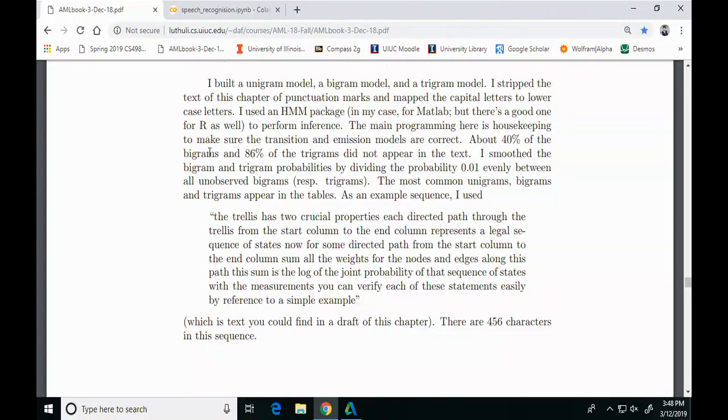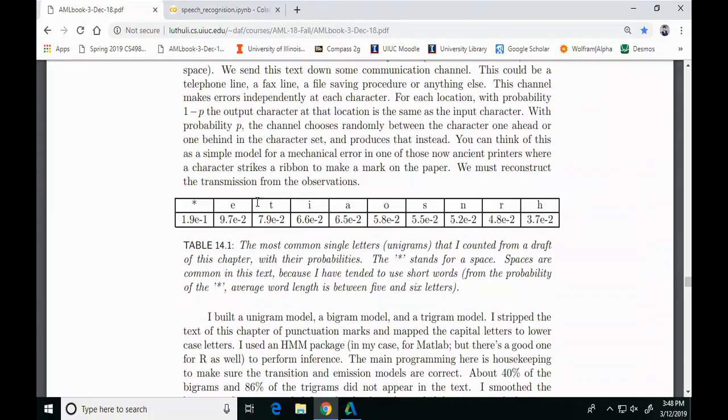What this example actually did is it took the text from this chapter and modeled the transitions. Some of the transitions here, if we just look at unigrams and the most common things that happened in this chapter, star stands for space, just so it's not a big empty box. So you see spaces are the most common symbol in this text, followed by E, T, all the vowels. S and N are really common. R is a very common letter in English.